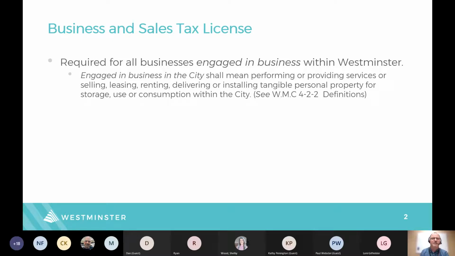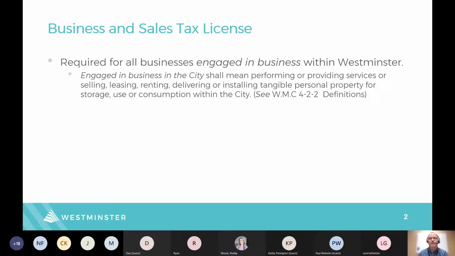But if you are leasing, renting, or delivering directly into the city with your own truck, for example, or coming in and installing something, then you have to be licensed. And the business and sales tax license is all one. It's free.